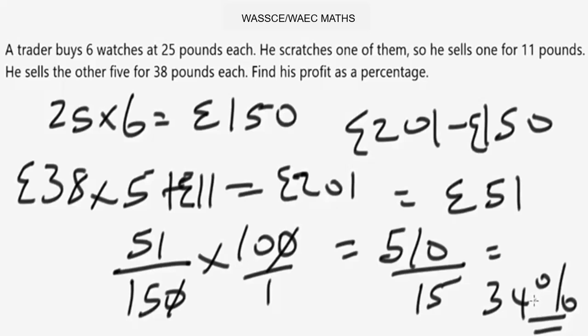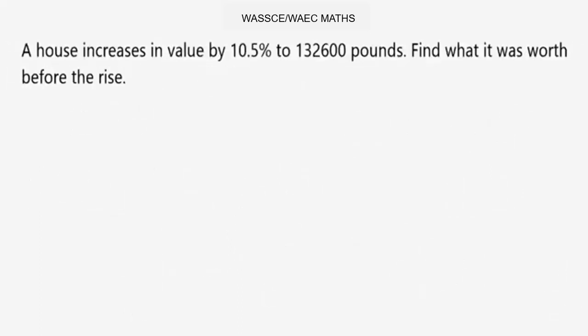This time around, we're going to look at how to find the original value. Instead of getting the profits as a percentage, let's look at how to find the original value or the actual value. Let's look at this question. It says a house increases in value by 10.5% to £132,600. Find what it was worth before the rise.